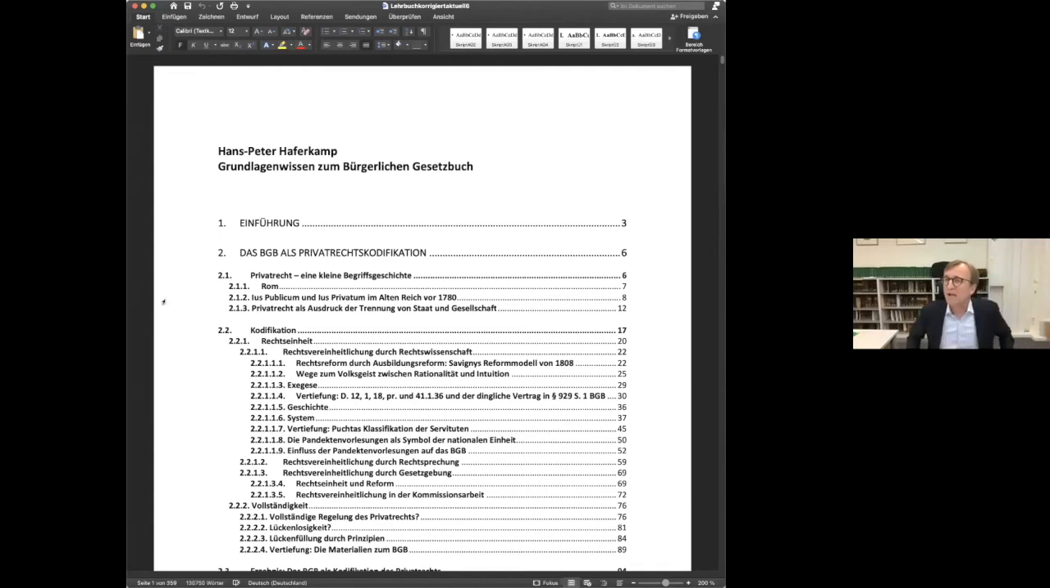This is the book I just finished. It's a book about the German Civil Code. The book has the aim to show whoever is interested the basic ideas behind this code: philosophy, theory, history. So I want to show what this code was all about, what they wanted to do, and how it developed in the 20th century. So what happened when we got this code, and what happened in the 20th century.